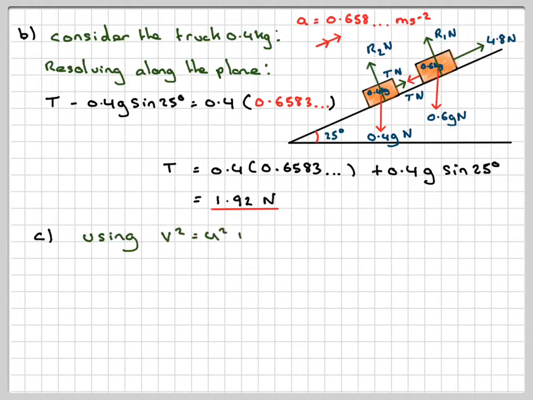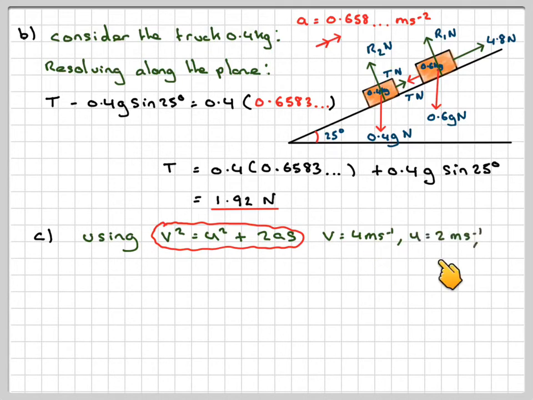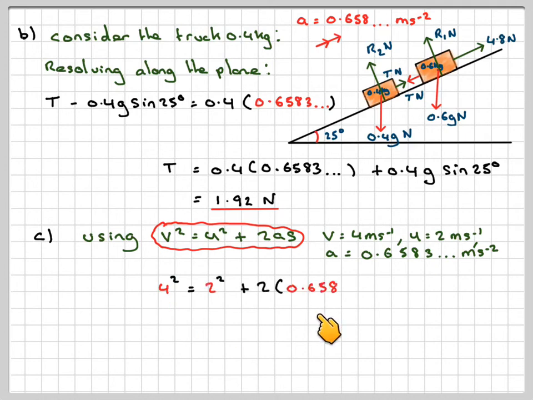Part C, so using v squared is equal to u squared plus 2as, where we know that v is 4 meters per second, u is 2 meters per second, given in the question. We want to know how far it travels as it accelerates from 2 to 4. And the a is the acceleration that we've calculated. So we're going to have that 4 squared is equal to 2 squared plus 2 times my acceleration times the distance travelled, which we're going to call s.